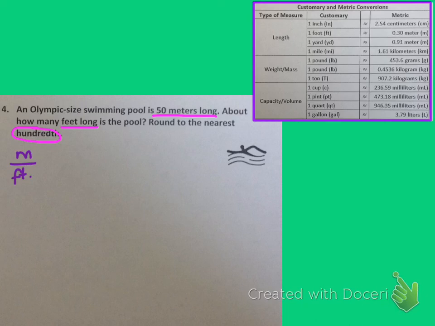Let's look in the table. I see that for every foot there are 30 hundredths of a meter. So I want you guys to go ahead and do this problem on your own. Remember, you're going to use the numbers from the table for your first ratio, and then the numbers from the problem for your second ratio, and I want you to solve and see how you do on this one.